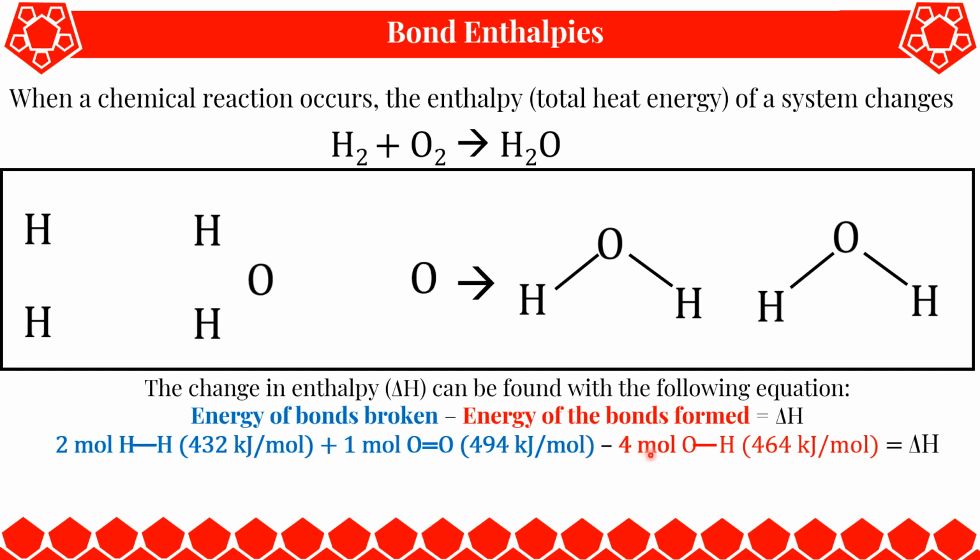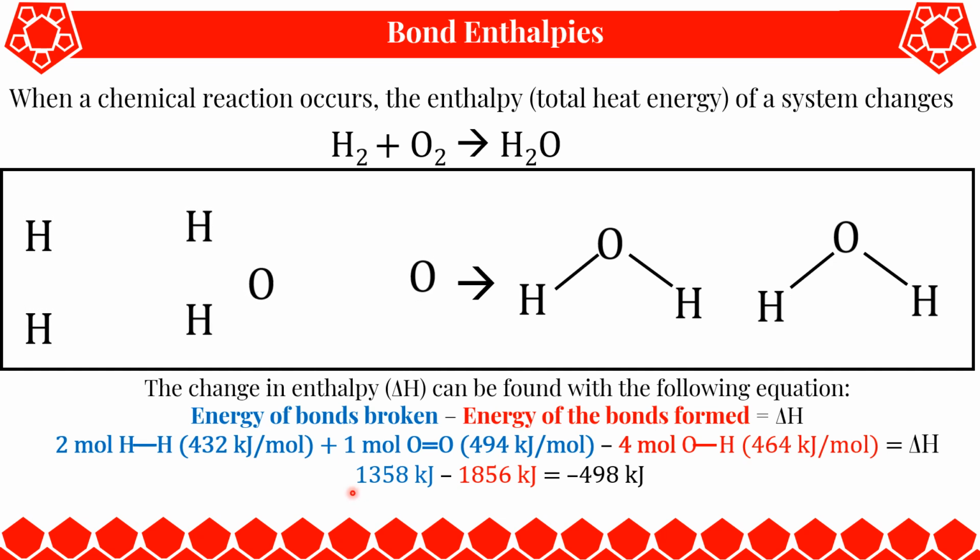When these atoms rearranged and these bonds formed, we got 1, 2, 3, 4 OH bonds at 464 kilojoules per mole. So when we simplify, the energy we put into this chemical reaction is 1,358 kilojoules, and the energy we got out of this reaction is 1,856 kilojoules. The difference, or the change in heat energy, is negative 498 kilojoules.